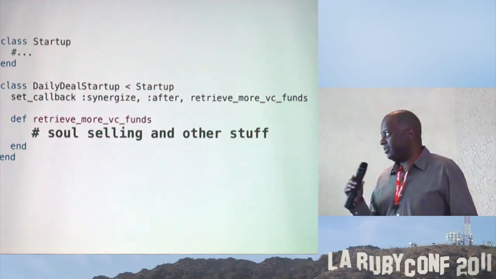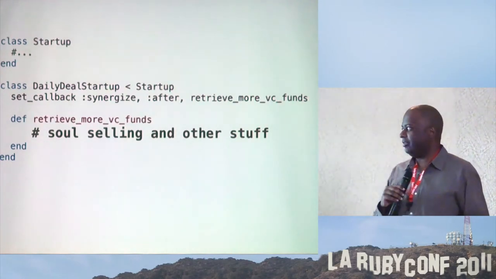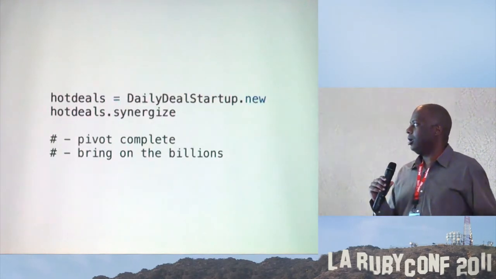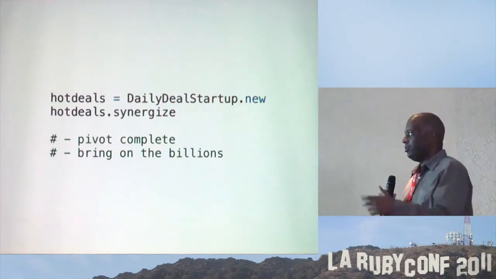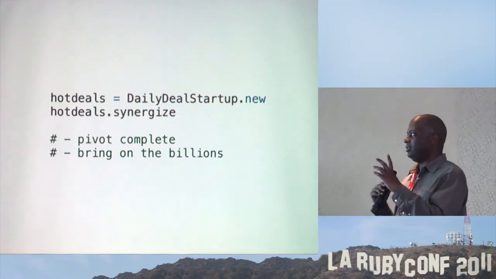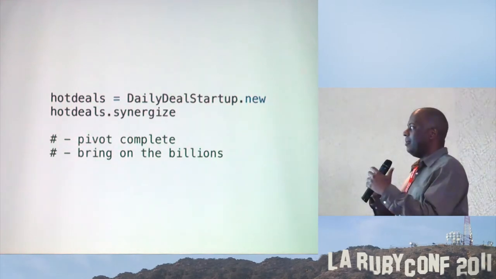After we retrieve more VC funds, I got rid of the code where you do all the soul selling and other stuff, because that's not important. Now we're going to take our new daily deal startup class and instantiate it, and we've got hot deals. Then we're going to say hot deals synergize, and we're going to be like, pivot complete, bring on the billions.